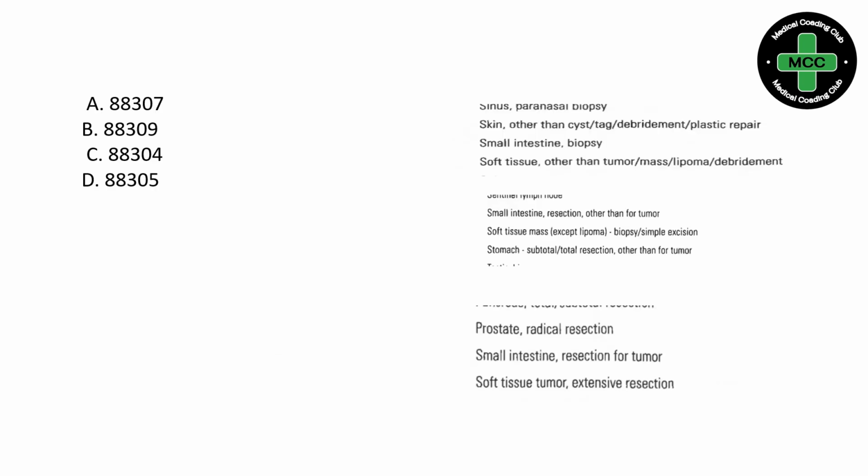You can see the options here and the description. 88304 should be eliminated because under 88304 we don't have small intestine as a specimen. Under 88305 you can see small intestine; this is the description of the 88305 code. Here, for small intestine, the procedure is biopsy, so this is again incorrect.